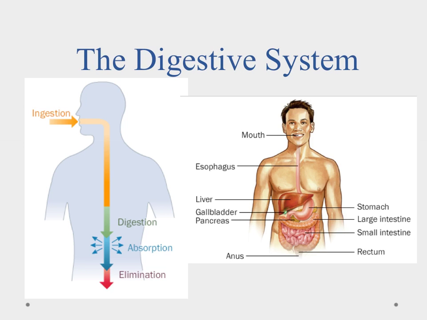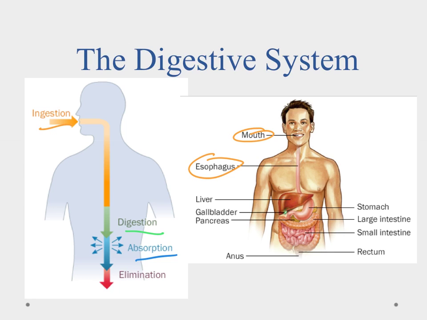Okay, so let's talk about the digestive system. In the digestive system, there are four basic processes that happen. We start with ingestion, then we go through what we call digestion, then we go through absorption, and we end up with elimination. The ingestion part is how we get food into the system. And primarily, ingestion is going to work through the mouth and the esophagus.